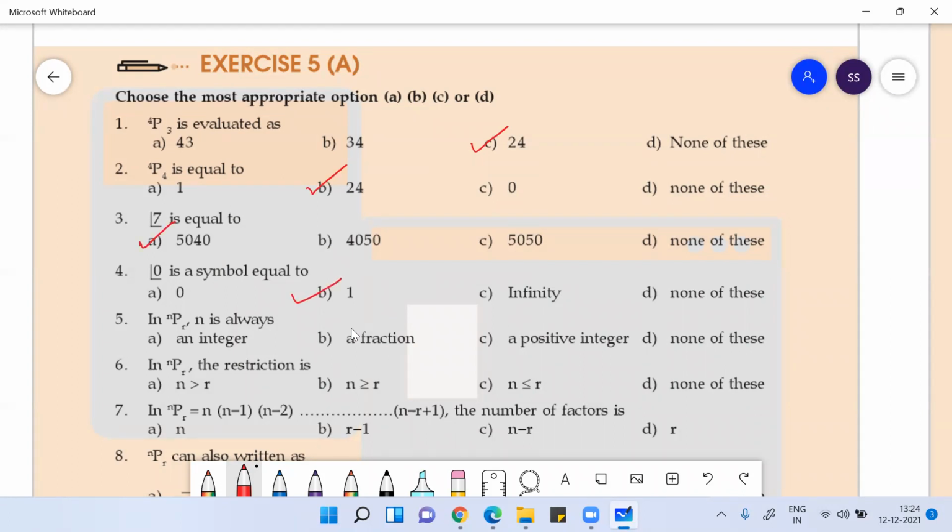In nPr, n is always a positive integer. An integer can be positive and also negative, but n cannot be negative. Question number 6, in nPr, the restriction is that n should be greater than or equal to r. Clear till here? Anyone have any doubt?